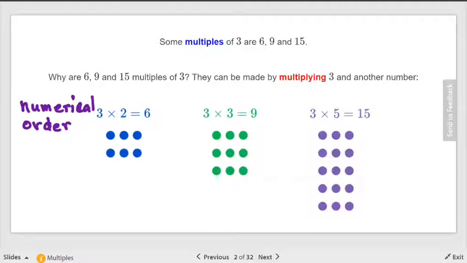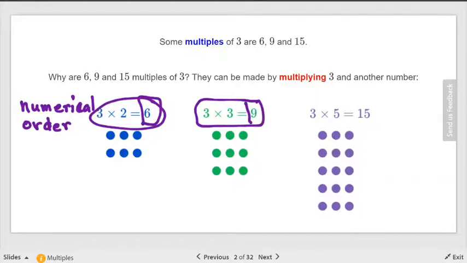So here, we're looking at some multiples of 3. That means that I'm looking at numbers that are the answers I get when I multiply by 3. And they're bouncing around a little bit here. 3 times 2 gives you 6. That means that 6 is a multiple of 3. 3 times 3 gives you 9. That means that 9 is a multiple of 3, right? 3 times 5 gives you 15. That means 15 is a multiple of 3.